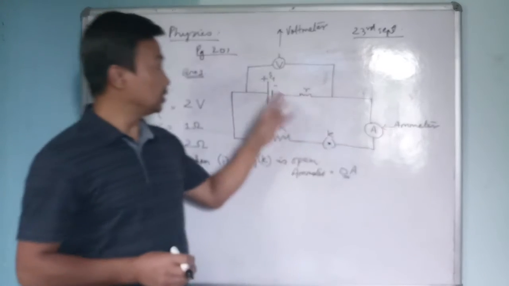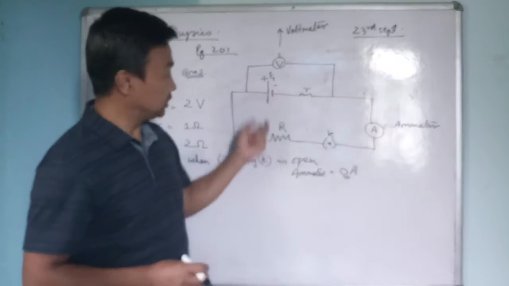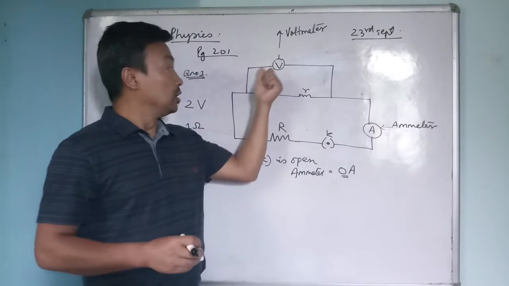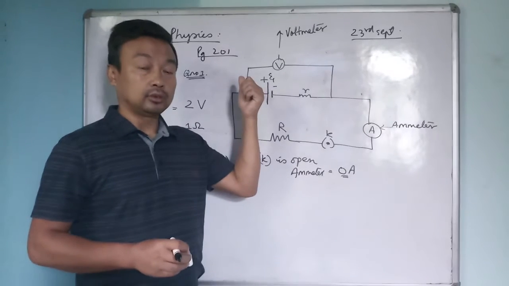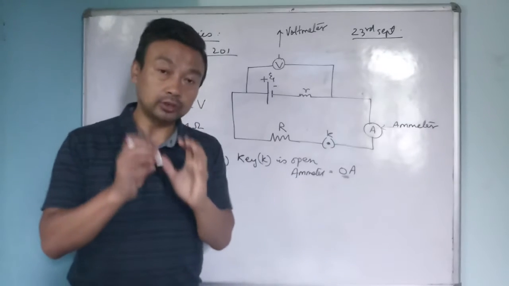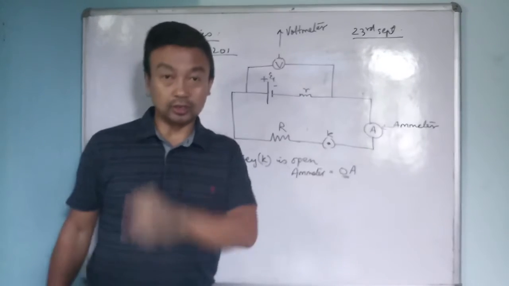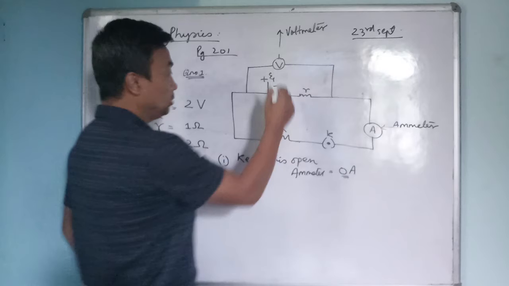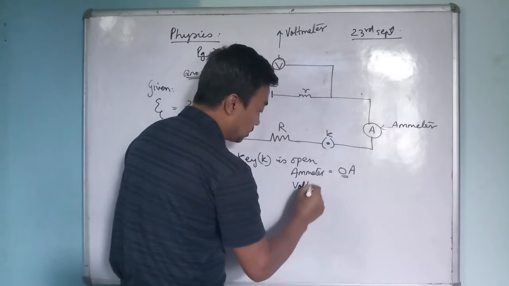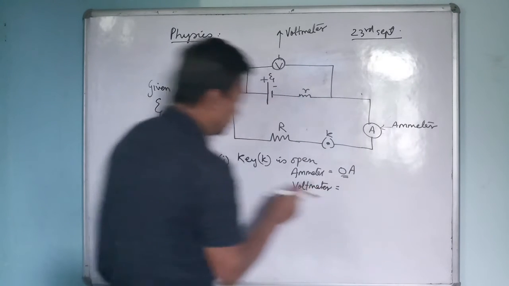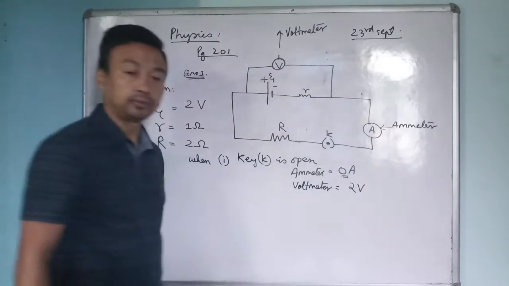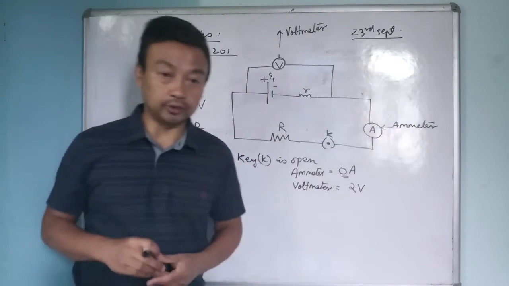Now when the key is open, the potential difference across the external terminal will also not be there, but the potential difference across the entire cell when the circuit is not complete is called the EMF. So what will be the reading in the voltmeter? The reading in the voltmeter will be the value of the EMF. So what is the EMF given to you at the beginning? It is given as 2 volt. Did you understand what happened here?